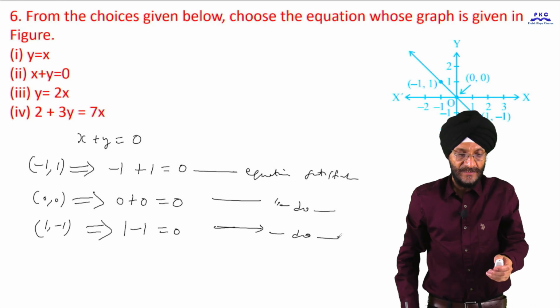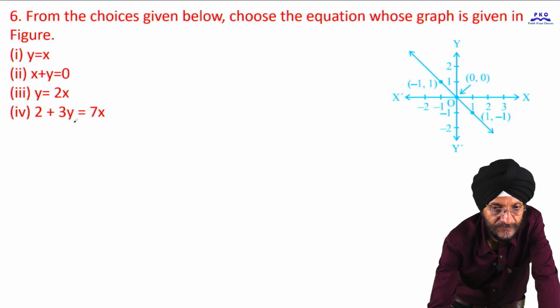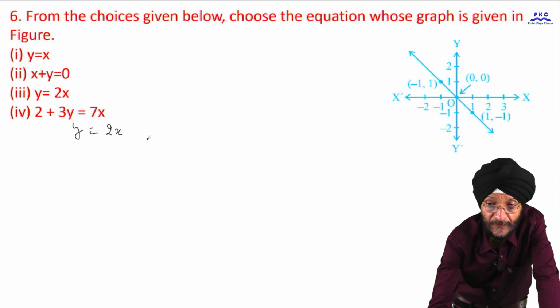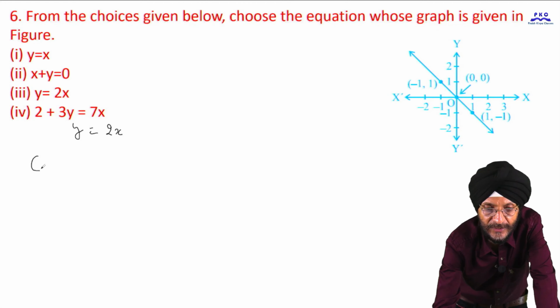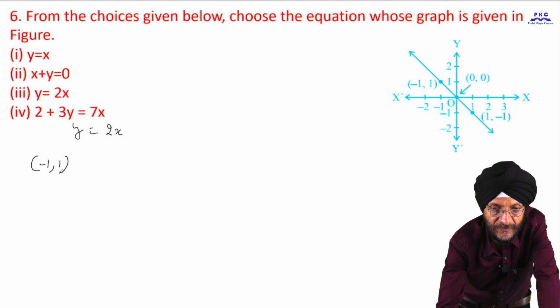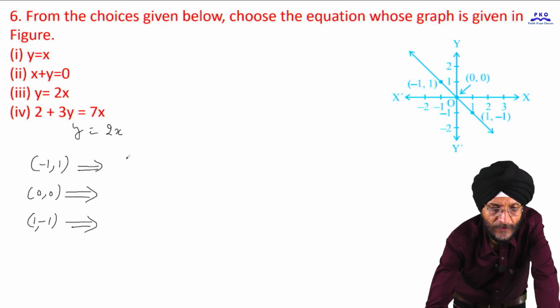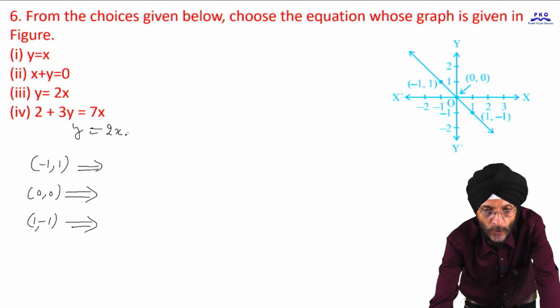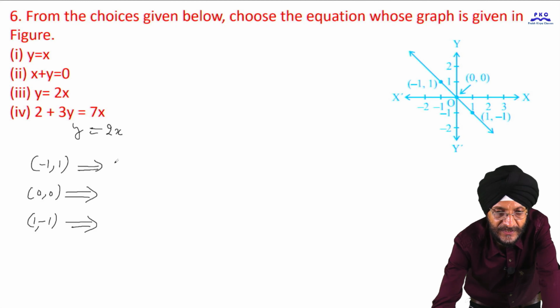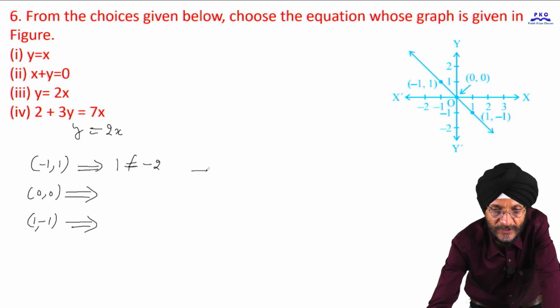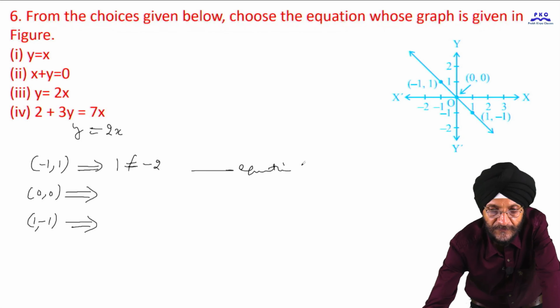So now next, y is equal to 2x. This is the third case. What are the likely solutions which have been given? (-1, 1), (0, 0). Next is (1, -1). So now we will fill in the values. What is 2x? y is 1. Then on the other side it becomes -2. It is not equal to. Equation not satisfied.